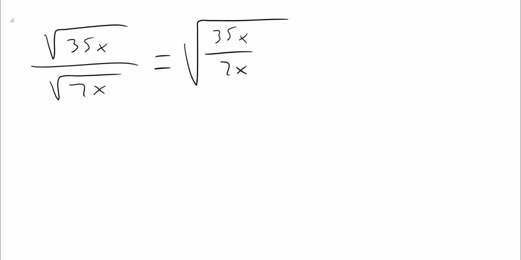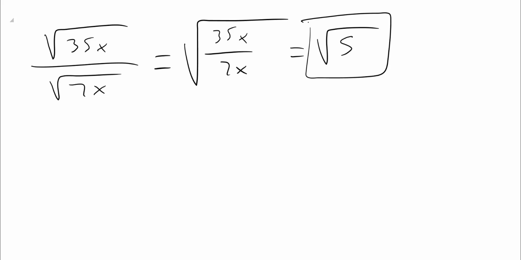So I just put it together, because now what's 35 over 7? 5. What's x over x? Cancels. This is my final answer, guys. Square root of 5. Don't go, oh, I can't take the square root of 5. You're right, you can't take the square root of 5. That's just what it is. The answer is square root of 5. No big deal.